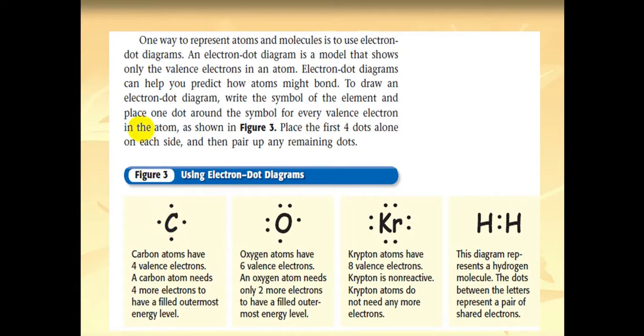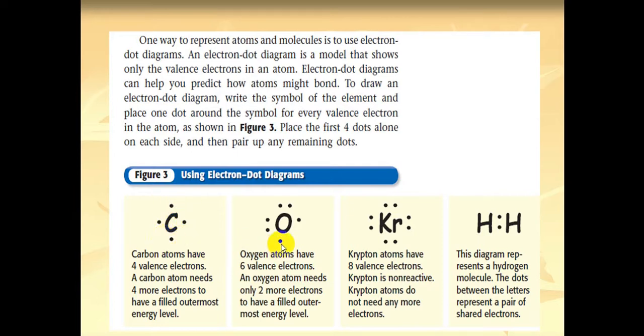To draw an electron dot diagram, write the symbol. We write first the symbol of the element, or the letter for the element, and place 1 dot around the symbol for every valence electron in the atom, as shown. Place the first 4 dots alone, and then pair them. For example, carbon has only 4 valence electrons, so I will put 1 electron on each side first. And then we finished the 4 electrons, so we will not make pairing for electrons.